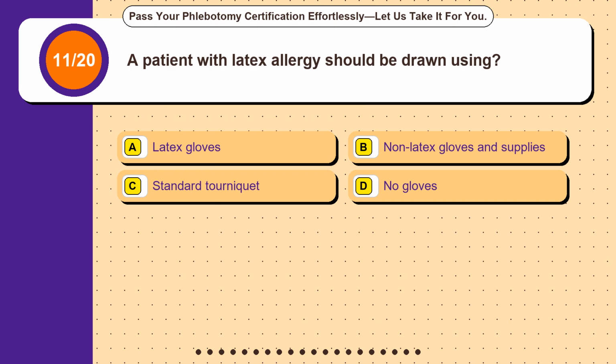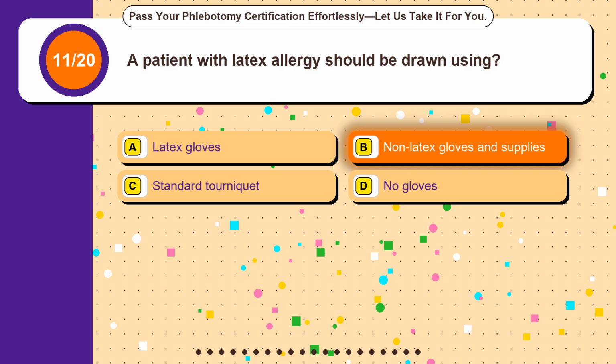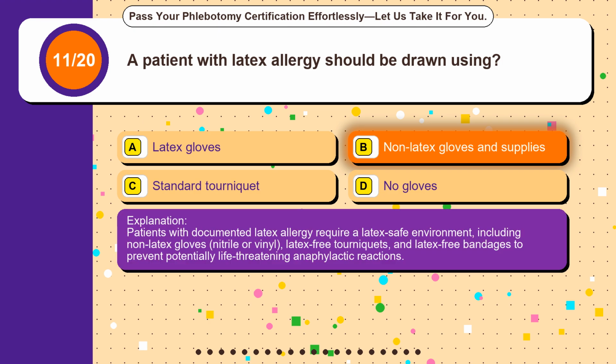A patient with latex allergy should be drawn using: Option A, latex gloves. Option B, non-latex gloves and supplies. Option C, standard tourniquet. Option D, no gloves. The correct answer is option B, non-latex gloves and supplies. Patients with documented latex allergy require a latex-safe environment, including non-latex gloves (nitrile or vinyl), latex-free tourniquets, and latex-free bandages to prevent potentially life-threatening anaphylactic reactions.